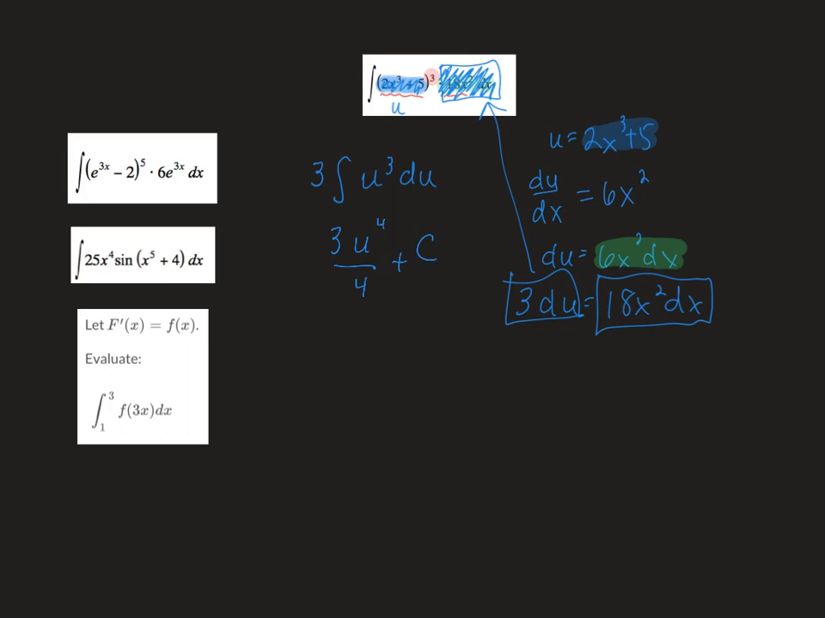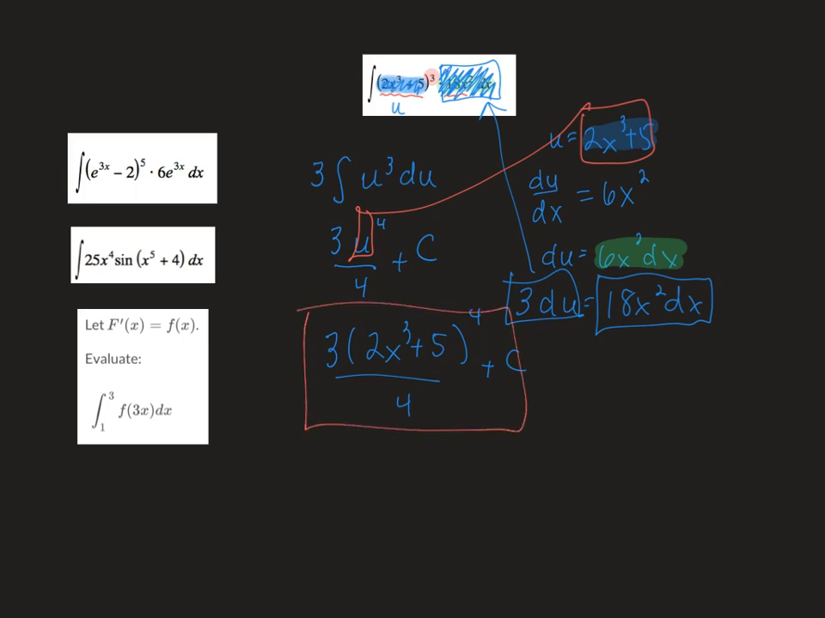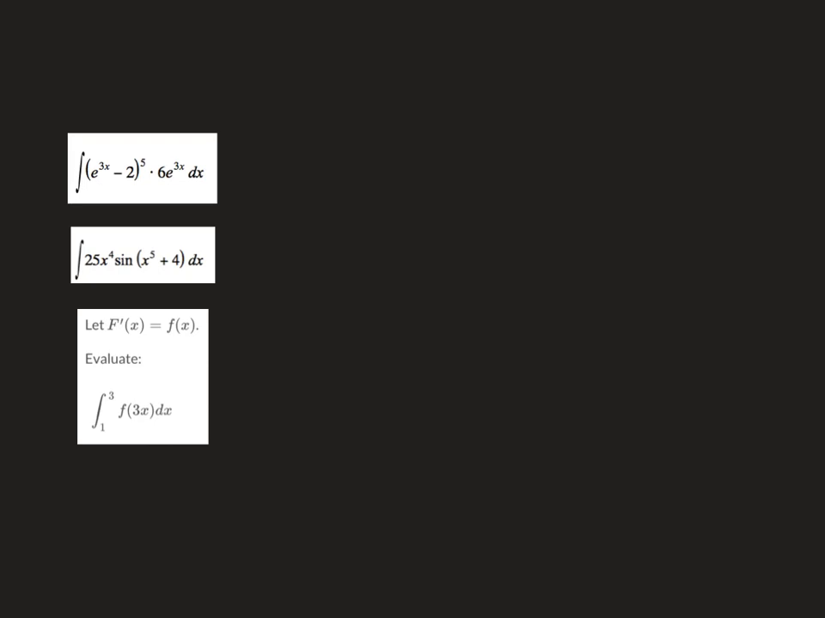And then I just go back to my original variable. So this 2x cubed plus 5 that I started with now goes back in for that u. And I get my final answer: 2x cubed plus 5 to the 4th over 4 plus c. And that is my answer. And then on to the next one.